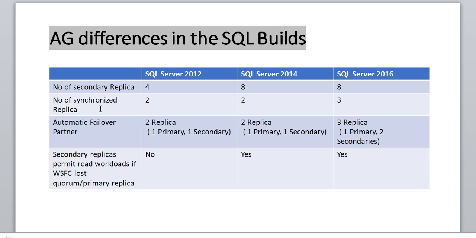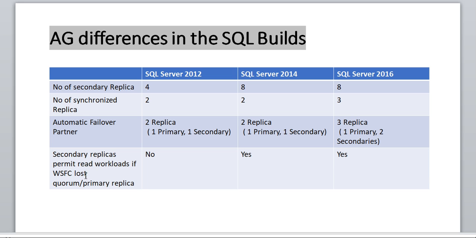Number of synchronized replicas: for 2012 we can do 2, 2014 we can do 2, and 2016 we can do 3. If you talk about automatic failover partners, in 2012 we can do 2 replicas. In SQL Server 2014 we can do 2 replicas, and in 2016 we can do 3 replicas.